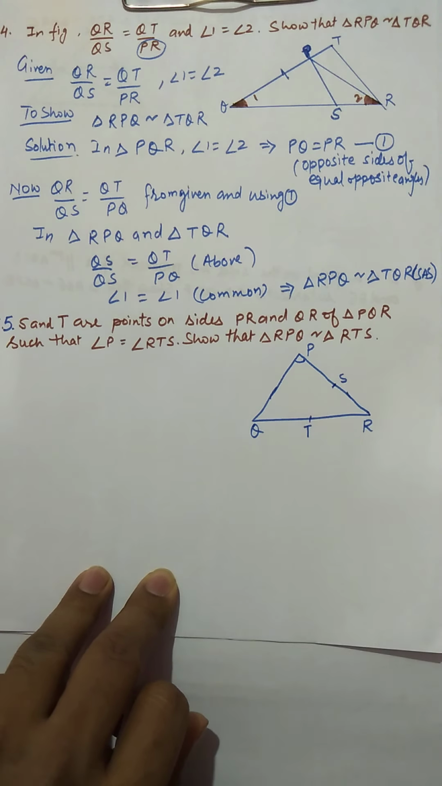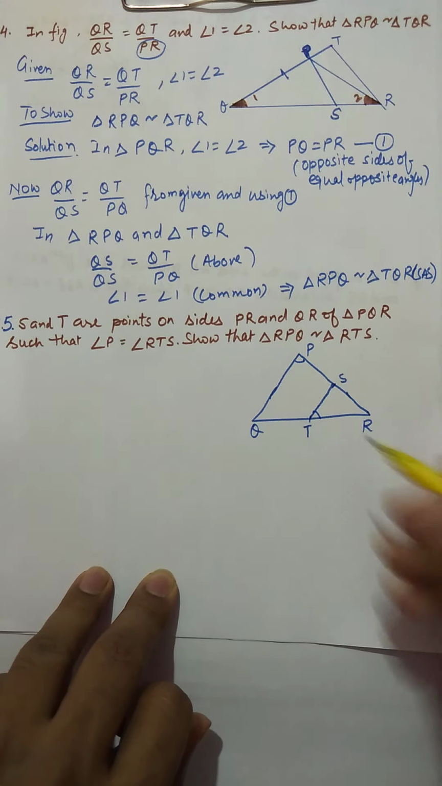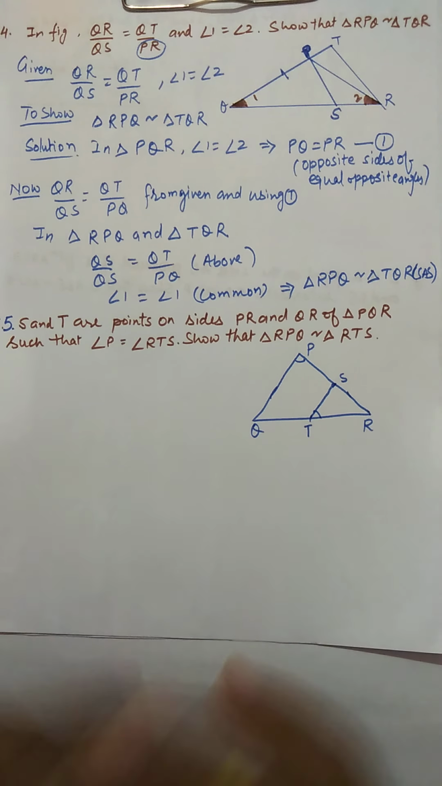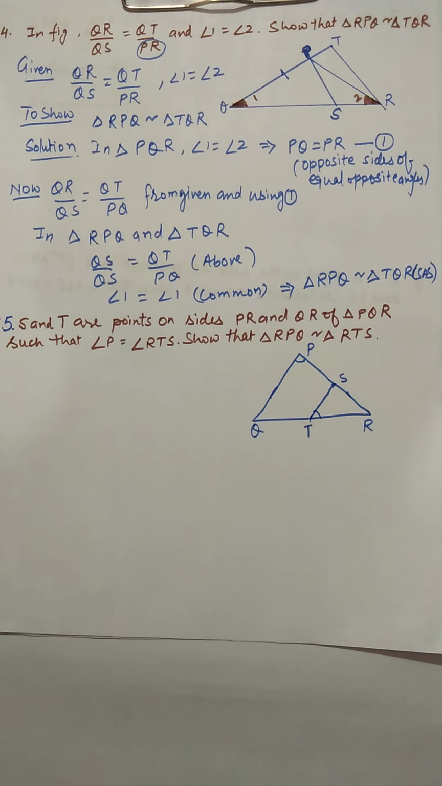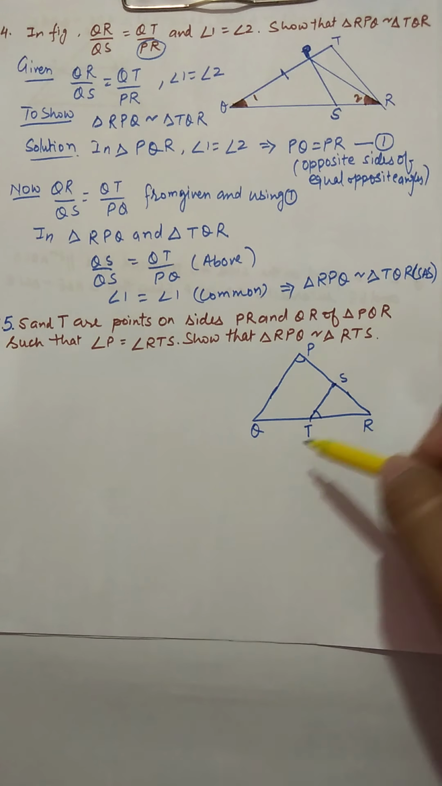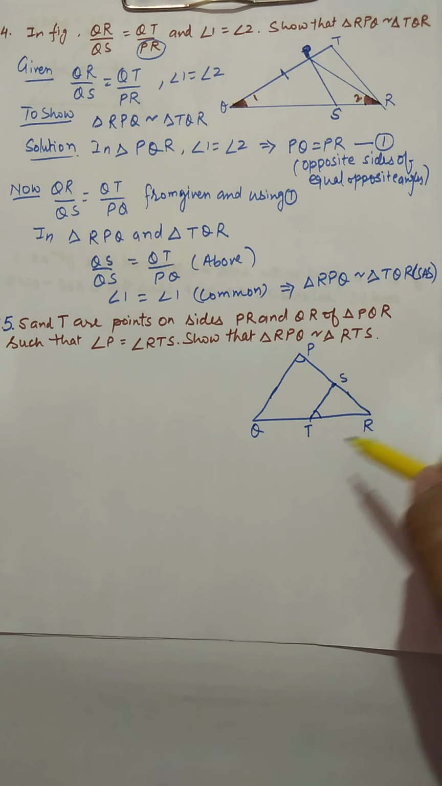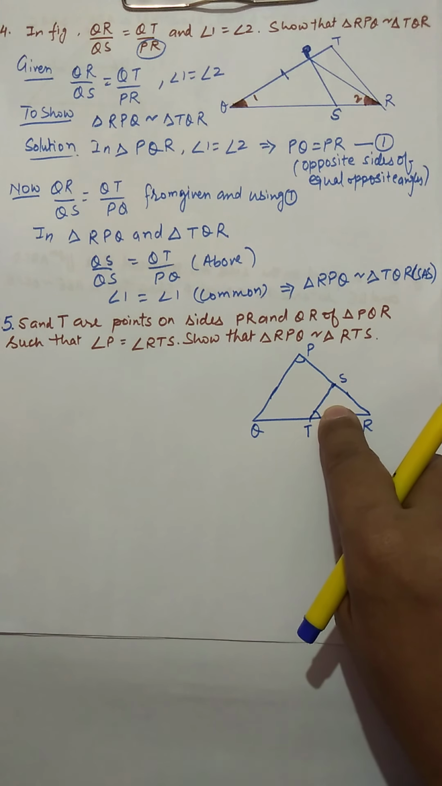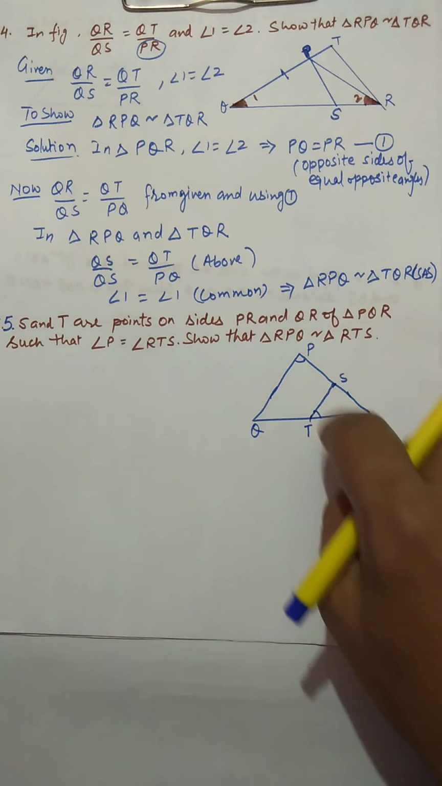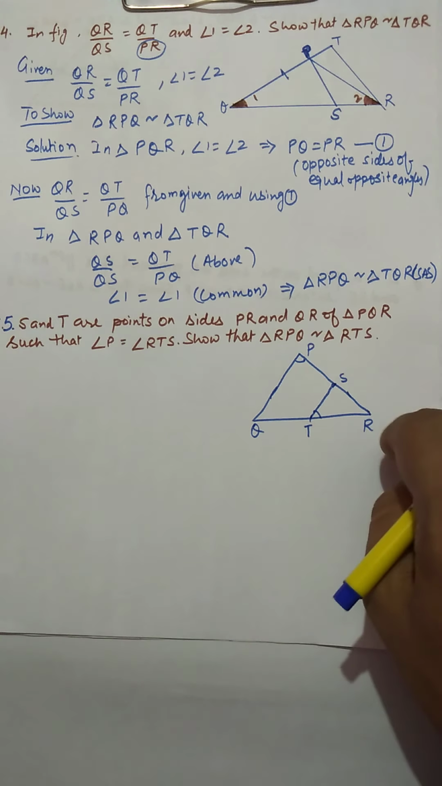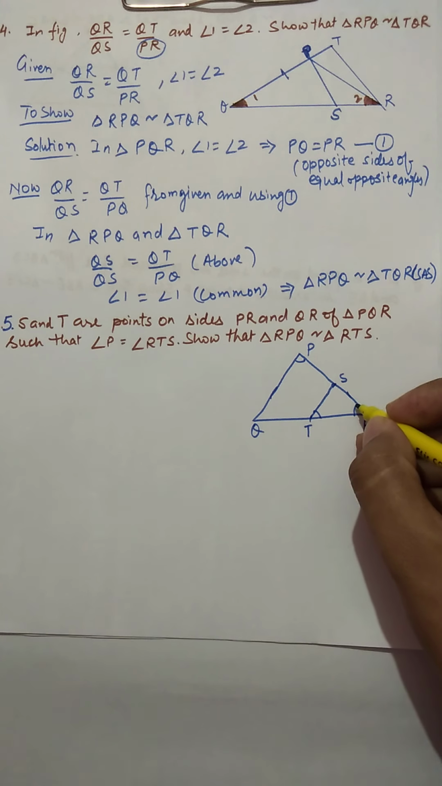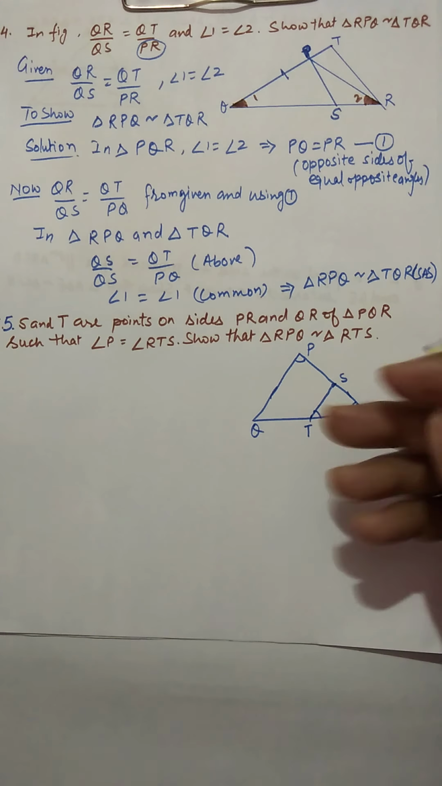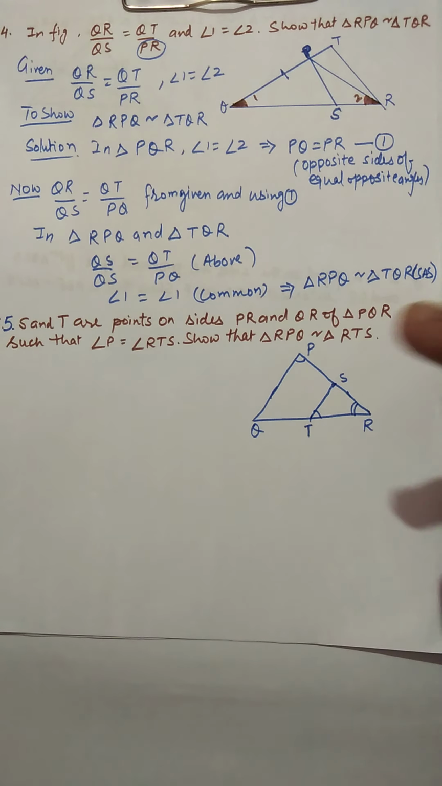If you have to join this angle, they both angles are given equal, and we have to show that RPQ is similar to RTS. You know that one angle in this triangle RTS and one angle RPQ are already equal given, and just one more thing you need to show is that this angle is common. So using the criteria of AA, you can prove that these two triangles are similar.